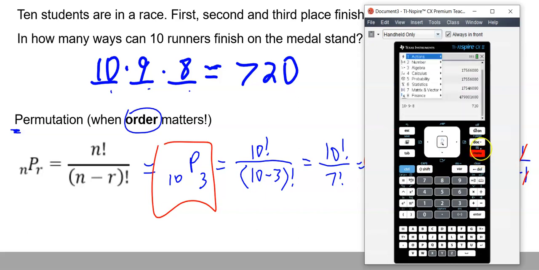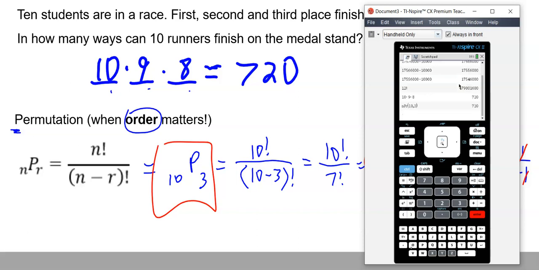And if you hit the menu key, it's probably under statistics or probability. Let's go to probability. And probability, it is called a permutation. There you go, permutation NPR. So we're going to put 10, comma, hit the comma, and then 3. Comma is right there near the bottom left of your screen. And press enter.